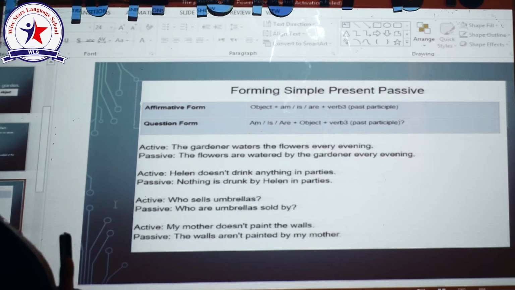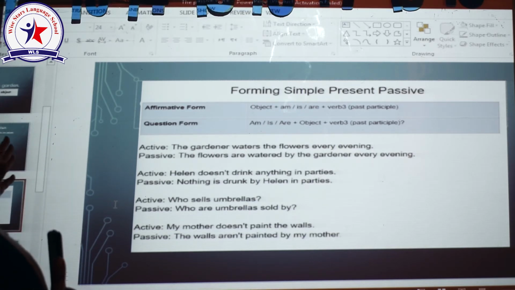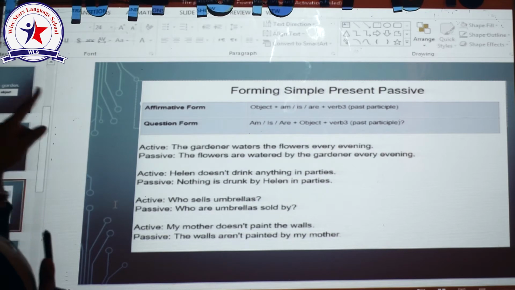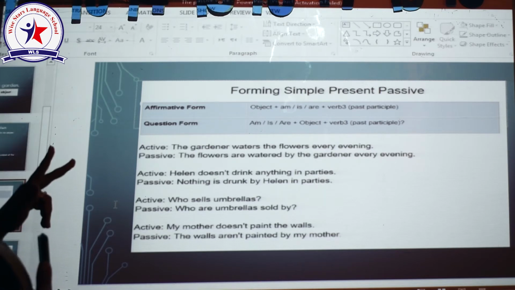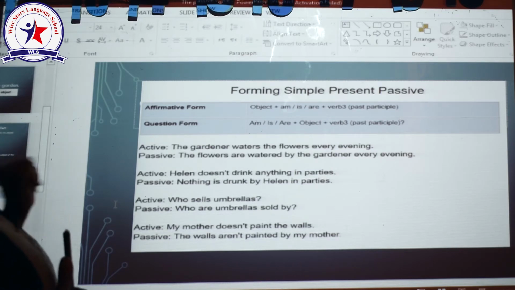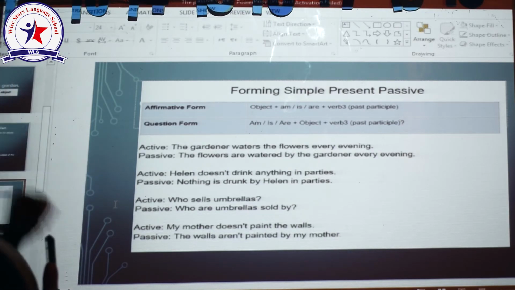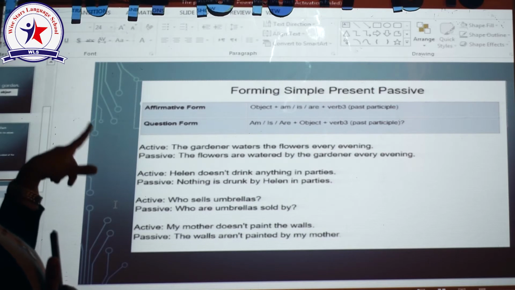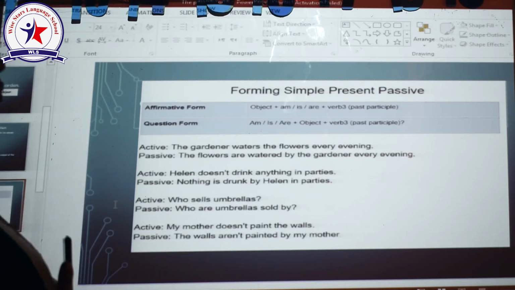Let's see the first example here. The gardener waters the flowers every evening. Passive, I will start with the object. The object in the first sentence is the flowers, followed by verb to be. The flowers takes am, is, or are. Yes, the flowers are. Then the past participle form of the main verb, waters, it will be watered. We said it a minute ago, and we have to add by plus the subject of the main verb. So the flowers are watered by the gardener every evening.